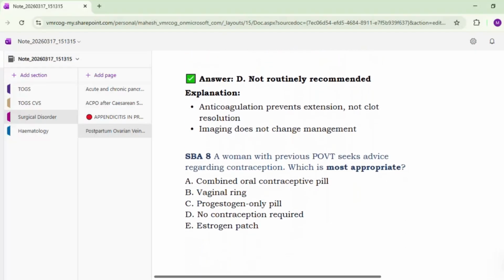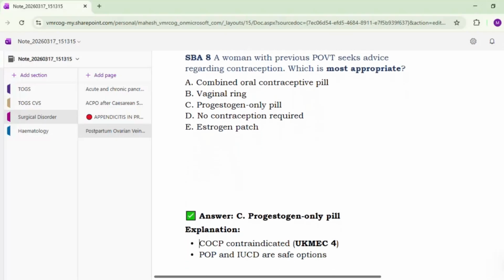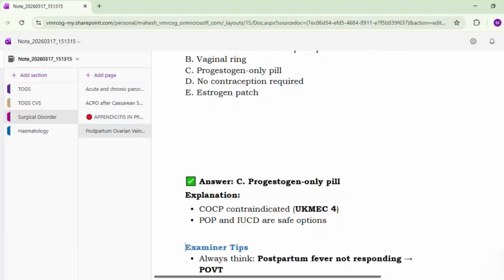Yes. Next. A woman with previous POVT seeks advice regarding contraception. Which is most appropriate? A. Combined oral contraceptive pill. B. Vaginal ring. C. Progestogen only pill. D. No contraception required. E. Estrogen patch. It is C, progestogen only pill. Yes. COCPs are contraindicated. They are MEC 4. POP and IUCD are safe.